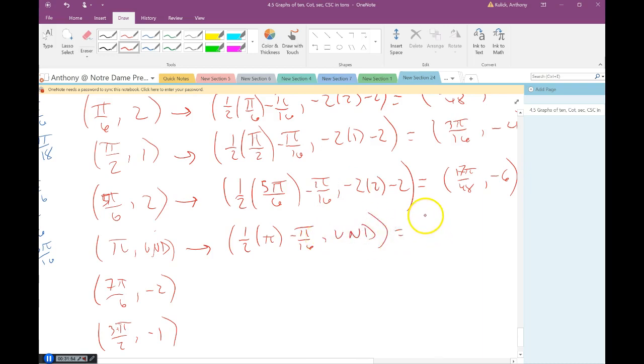And then that's just going to be pi over 2 minus pi over 16. So that's going to be 7 pi over 16. I just did that one in my head and spared you guys having to look at it.